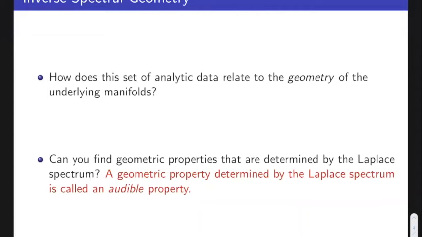Inspired by this question I mentioned by Kac a minute ago, a geometric property determined by the Laplace spectrum is called an audible property. Examples of audible properties include the dimension, total scalar curvature, and the volume. Okay.